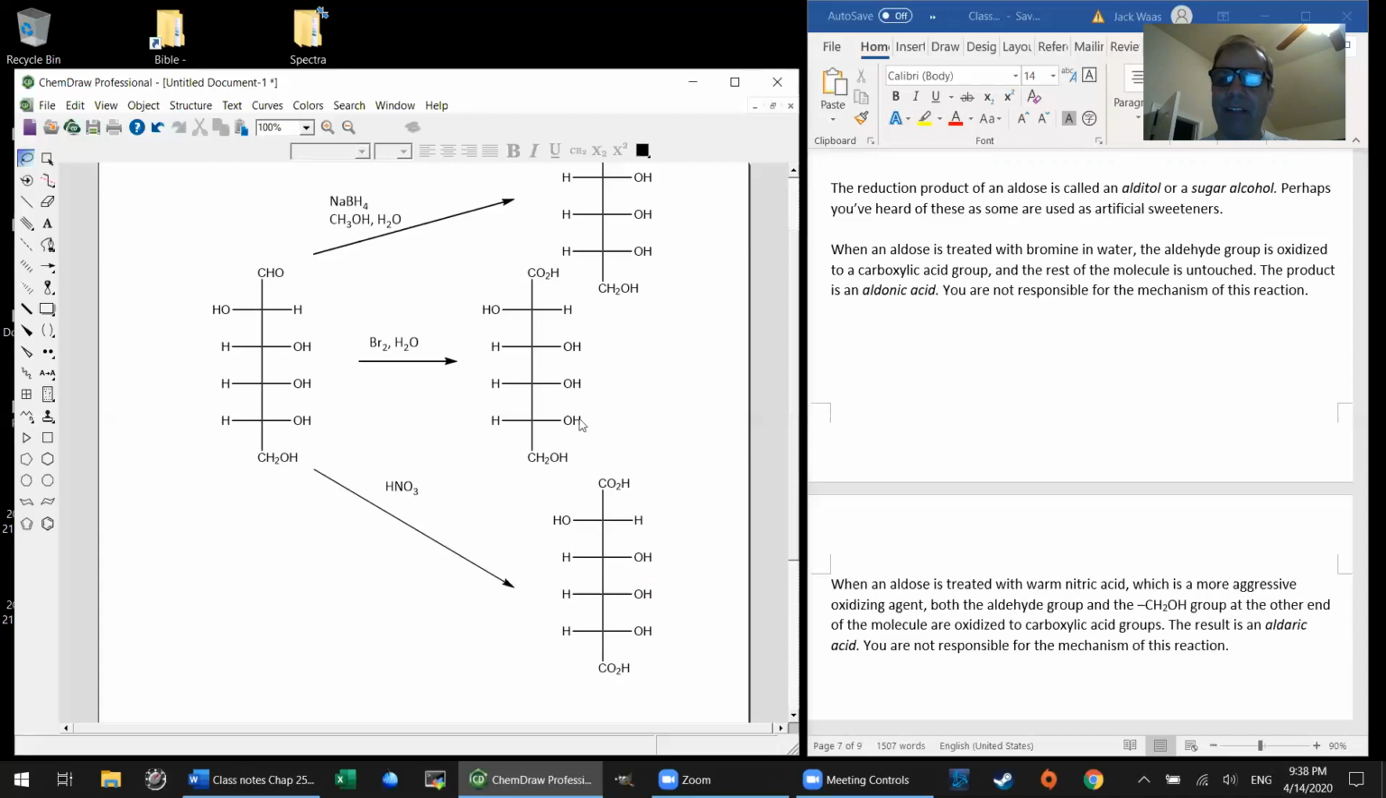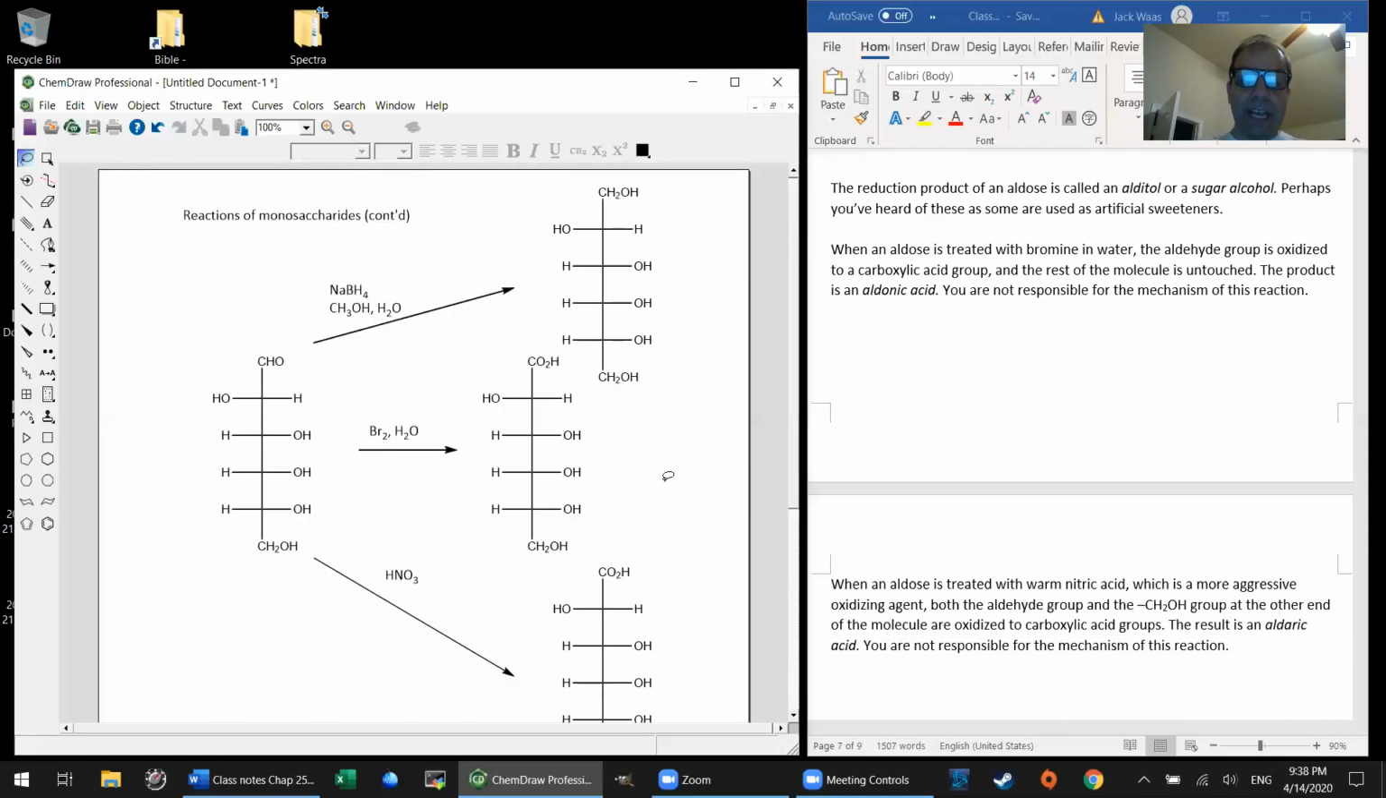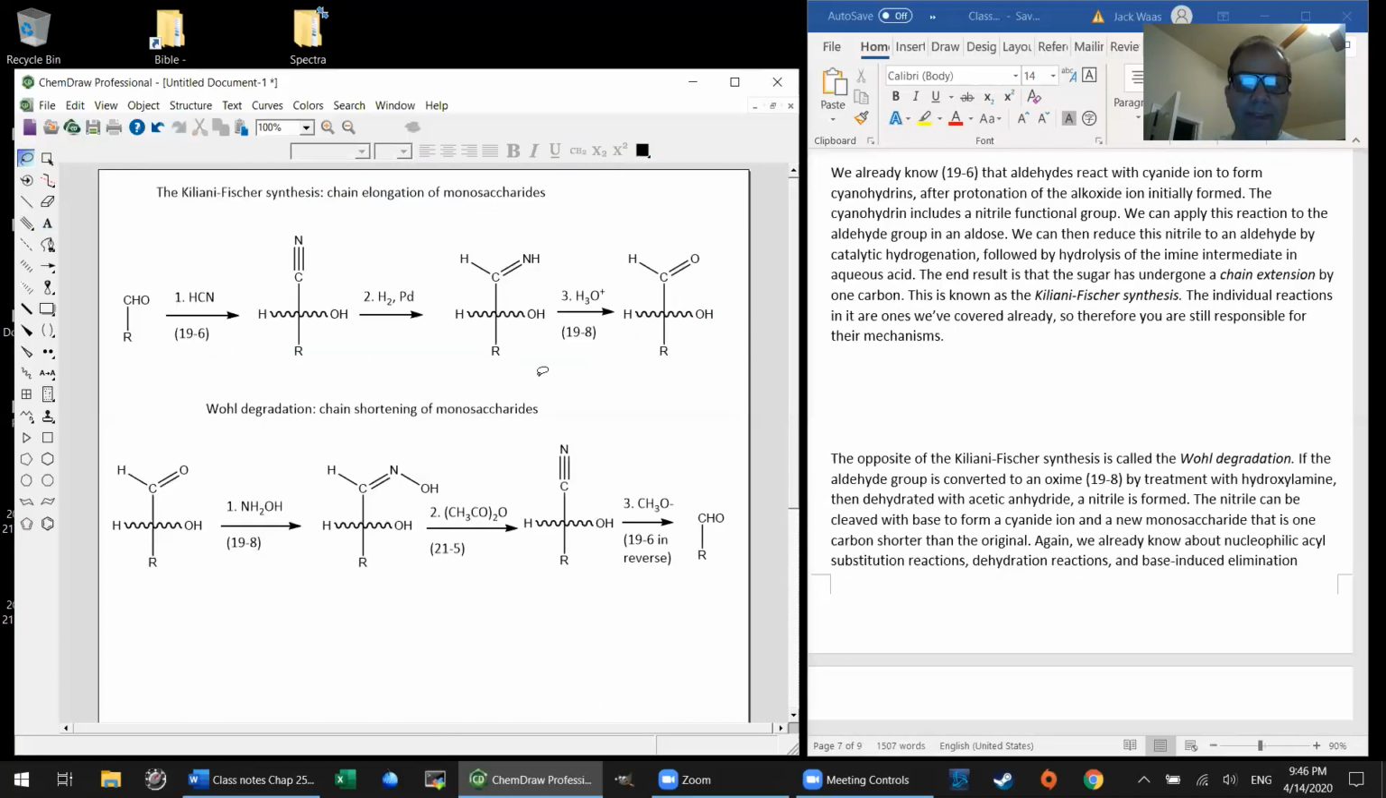Both aldonic and aldaric acids have some importance as biochemical intermediates, and they're also used to make other things as well. So with that, let's perform some wizardry and erase the board. Okay, presto changeo. Welcome back. That took you no time at all and took me a little while, but not too bad.